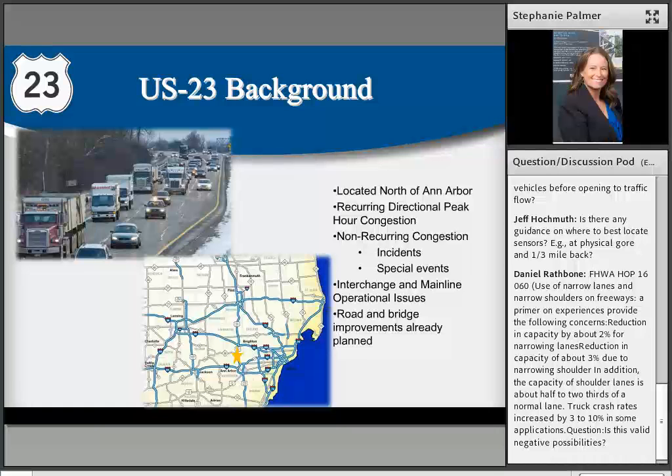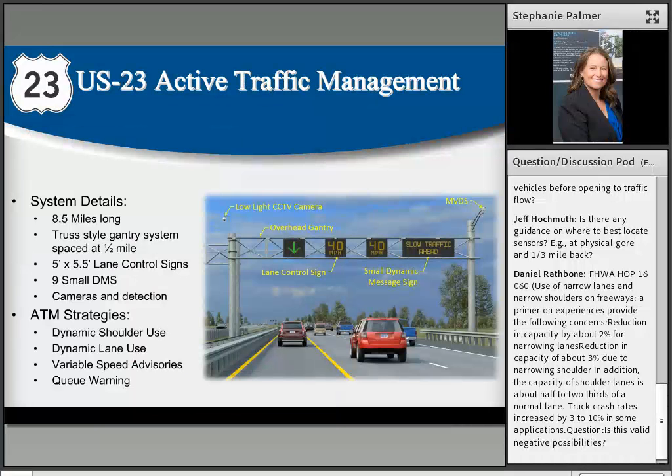In the corridor, we also had some interchange and mainline operational issues just because we had pretty dated infrastructure. And we were already going out to do road and bridge improvements in the area, and that's really what brought this improvement about. We were looking for operational improvements that we could make that were feasible, that didn't require adding a permanent third lane in each direction. So the alternative that we came up with was active traffic management.